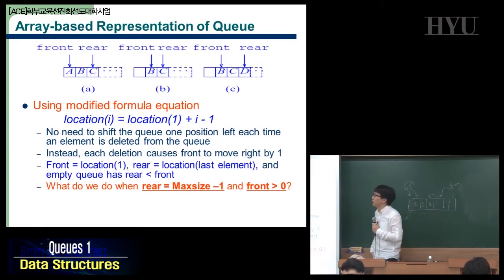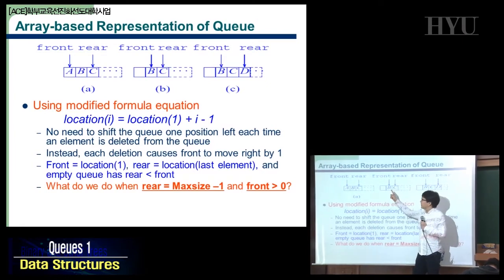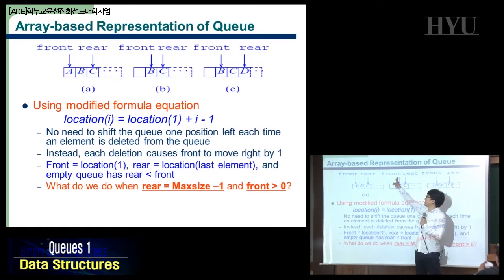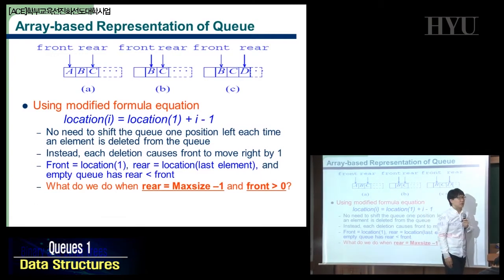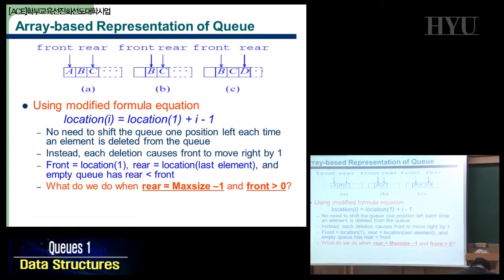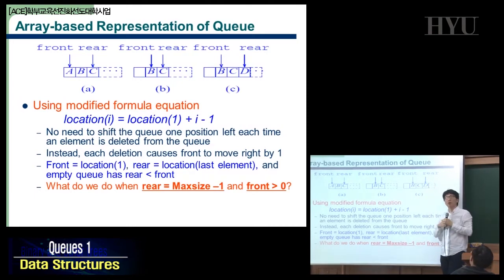Array-based representation of the queue. Front, rear, same. But you notice from the previous slide that ABC is the initial one. When we remove A, notice that front has now moved to here. Before, the front was still here, and B and C moved up. So you see a change. In this situation, you're also adding an element D, and rear moves back. So this is the modified formula: location(i) = location(1) + i - 1. Easily, you just shift things around. The front moves one back, one not back. This way, right? Okay.